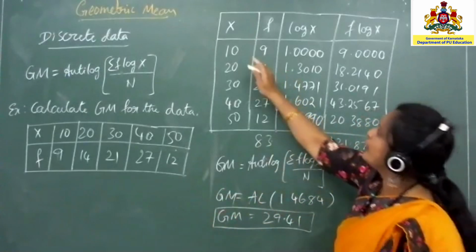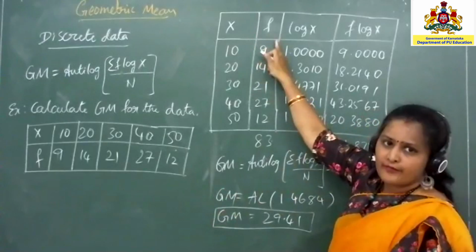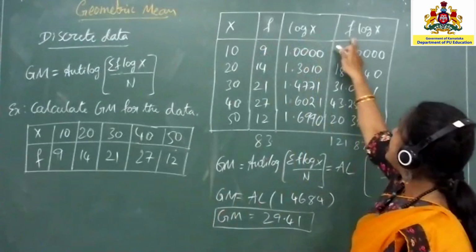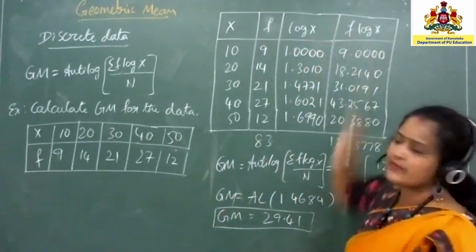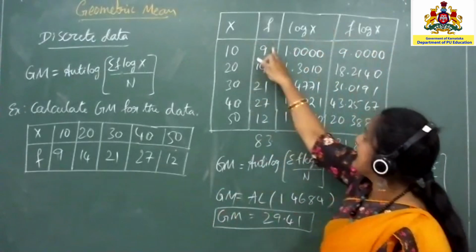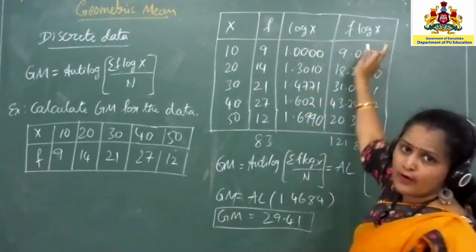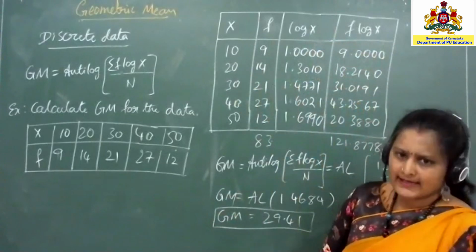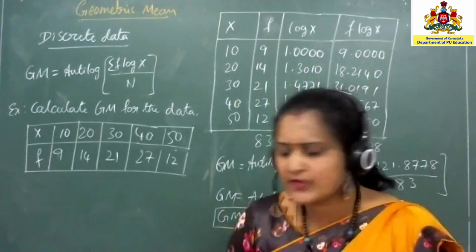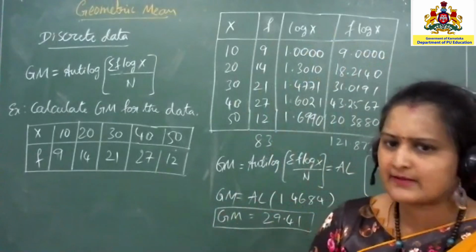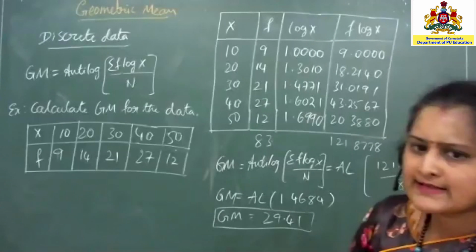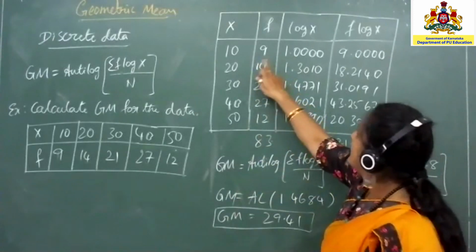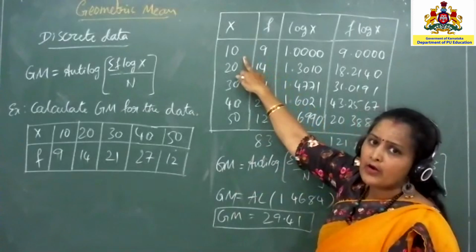So how to do it? We need the columns x, f, log x, and f log x. The x and f are given for you. Then how to find log x? In the previous problem we already did log x. So here you have to find it for the x values.